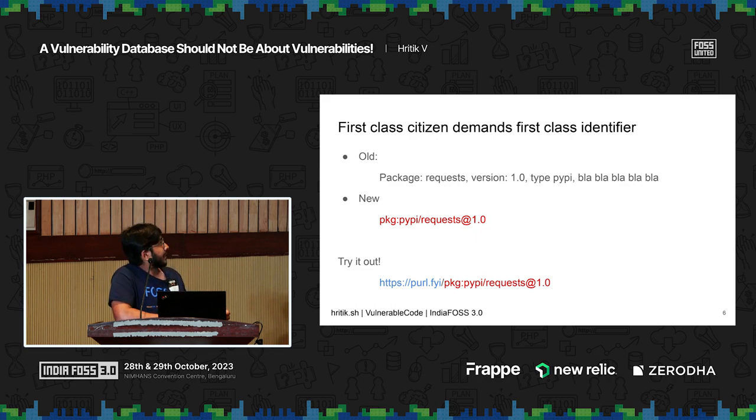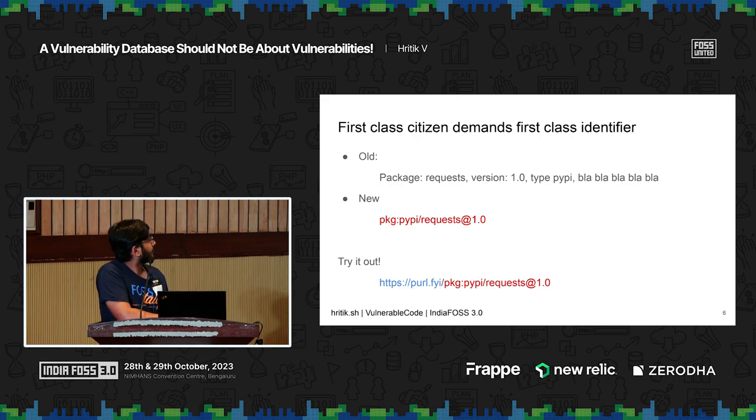You say package requests version 1, type PyPI, ecosystem this, platform this, architecture this, then finally your subsystem this, and you keep on saying out the list. This is not a really standard way of doing things, and you'll have lots of complications gluing up different tools.